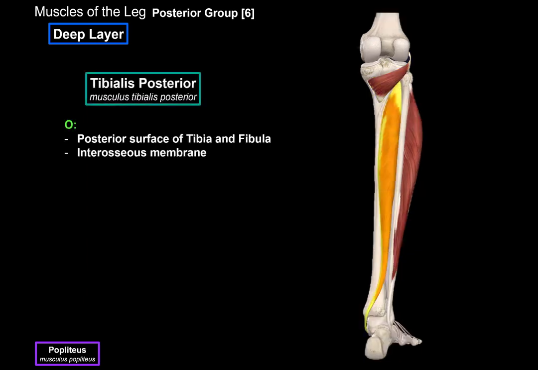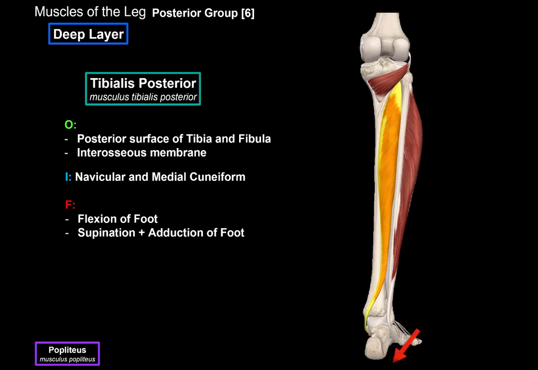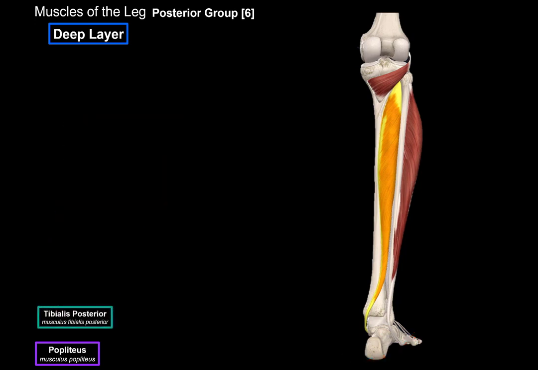The tibialis posterior originates from the posterior surface of the tibia and fibula, as well as the interosseous membrane, and it inserts at the navicular and the medial cuneiform on the plantar surface, as you see here. So most flexor muscles end up on the plantar surface of the foot. This muscle is going to flex the foot and is also going to supinate and adduct the foot. So that's the tibialis posterior.